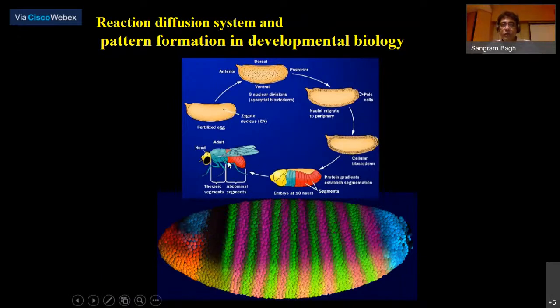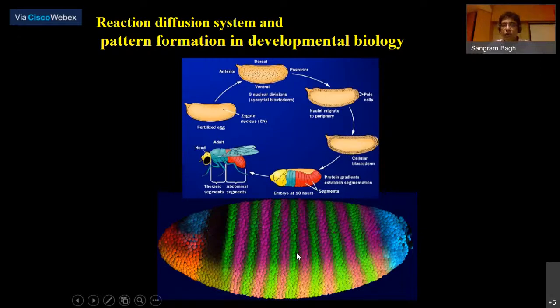When something is developing, like a developing Drosophila, it has some segmentation. So the question is, how does this segmentation happen in developmental biology? Alan Turing said that this kind of pattern formation comes from something called a reaction-diffusion system. If you have some chemicals, part of them are reacting, and one of the products is diffusing in a certain manner, then you can mathematically develop some kind of pattern.